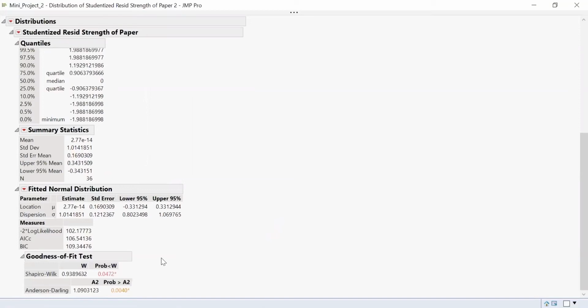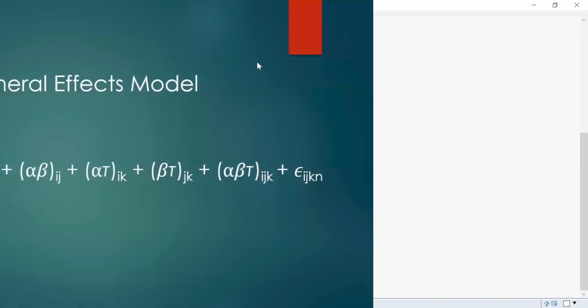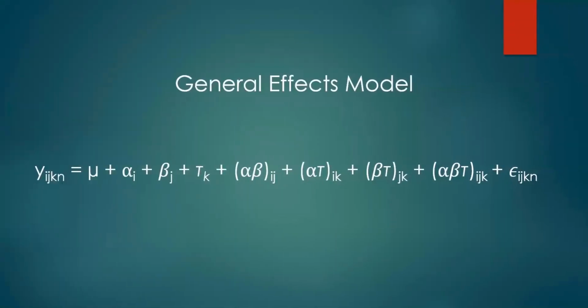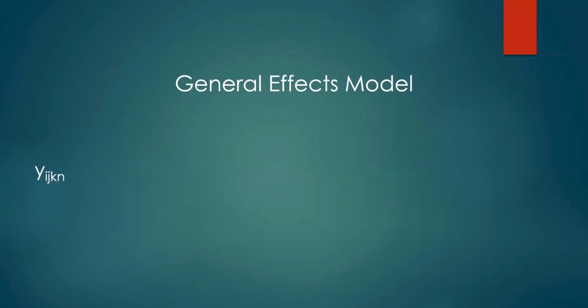So now that we are confident that our assumptions have been met, we can begin constructing our model. The generic formula for our effects model appears as follows. Let's call the cooking time of the pulp factor A, or alpha, hardwood concentration of the pulp factor B, or beta, and vat pressure will be our factor C, or tau. Now I know this looks really daunting, so let's break it down by term. The response term, Y_ijkn, represents the nth response at the ith level of cooking time, jth level of hardwood concentration, and kth level of vat pressure.